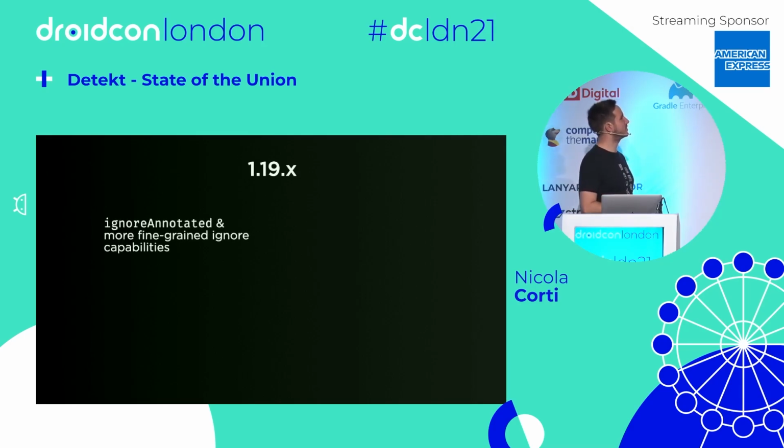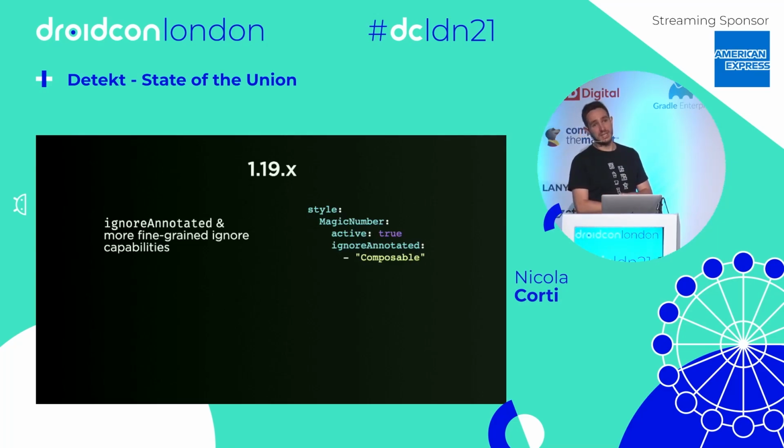The first feature has been developed by that guy here in the front row. There is another maintainer of Detekt, so please come complain to me or to him if you don't like this feature. But if you do Jetpack Compose, you will like it for sure. So we are adding the ignore annotated key to all the rules. This will basically allow you to specify an annotation, and we will ignore the reporting of a rule if we find the annotation specified in any of the blocks in the hierarchy where the inspection is found.